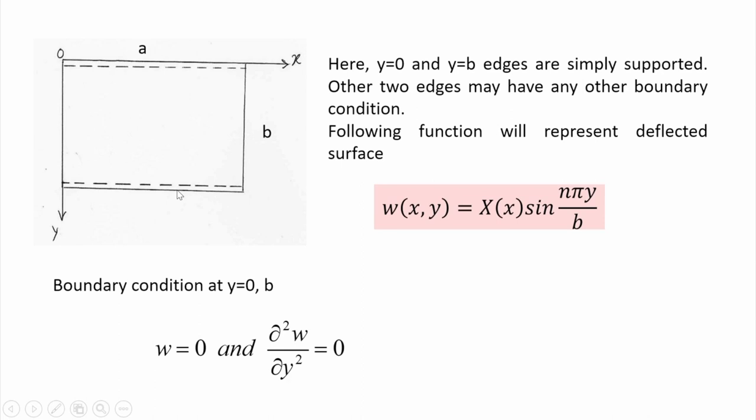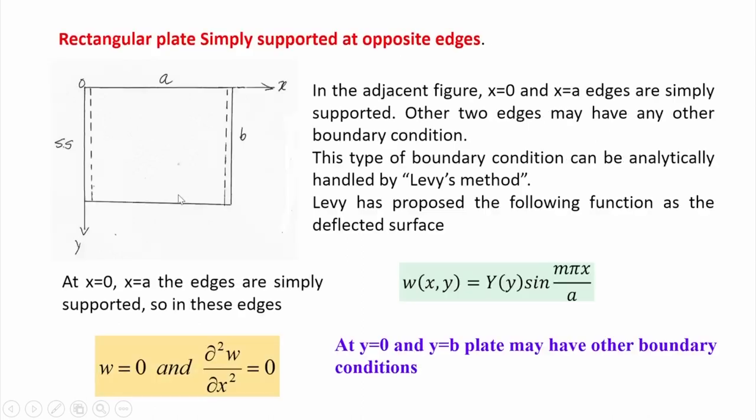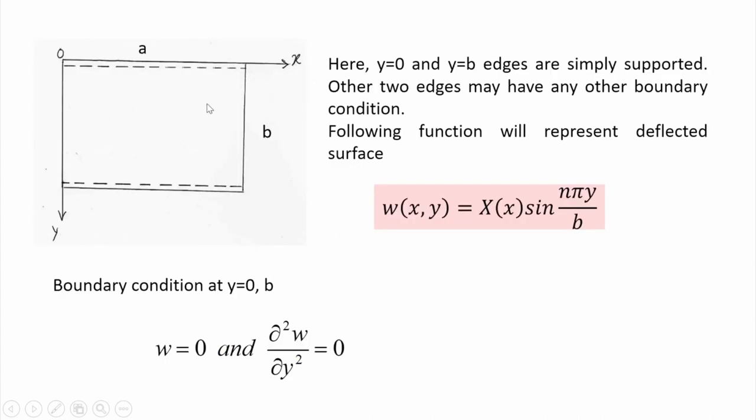Okay. Now in another case, in the previous case I have shown that x equal to 0 and x equal to a are simply supported. Now, for example, a plate having simply supported edges at y equal to 0 and y equal to b. Then it is seen that sin(nπy/b) will satisfy the boundary condition at y equal to 0 and y equal to b. So we can conveniently take the displacement shape W(x,y) as X(x), a function solely of x, times sin(nπy/b). So like that we can take, depending on the boundary condition appearing in the two opposite edges, whether the edges x equal to 0 and a are simply supported, or y equal to 0 and y equal to b are simply supported.